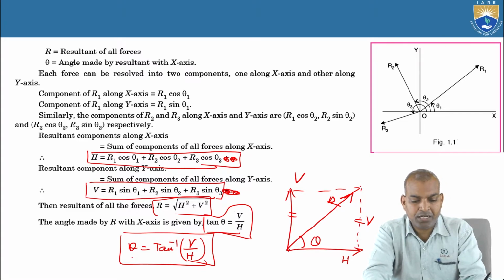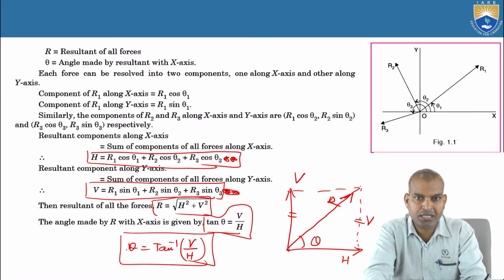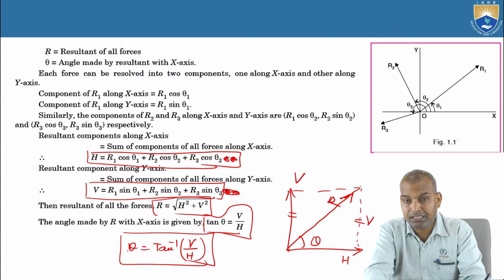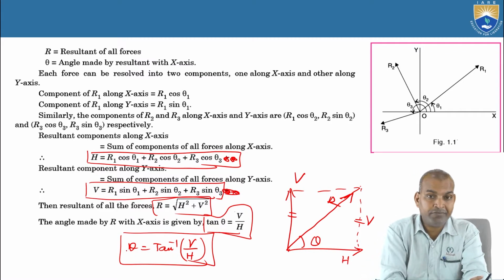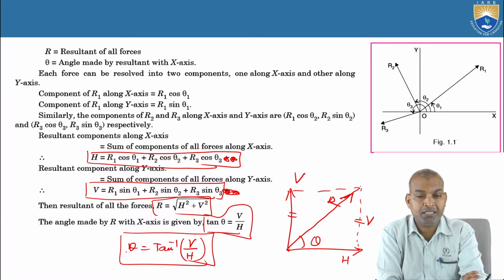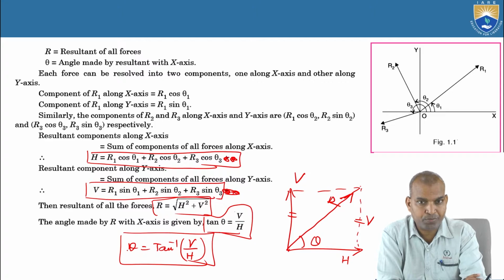Theta represents the direction of the resultant force, theta equal to tan inverse of V by H. That's why tan theta comes. The importance of this tan theta also plays a very important role in mechanical engineering. In the field of engineering, this tan theta also represents the slope.